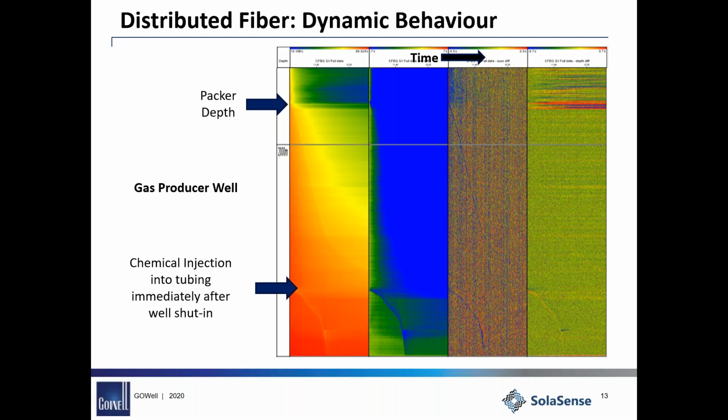These are successive differences between traces, and then the far right is the difference in the slope or rate of change of temperature with depth. And again, both of those show features that are related to the chemical injection at the bottom of the well. But we also see at packer depth there's activity as well. So clearly in this particular well, not only is there an issue around chemical injection, but clearly there's something going on at the packer as well.